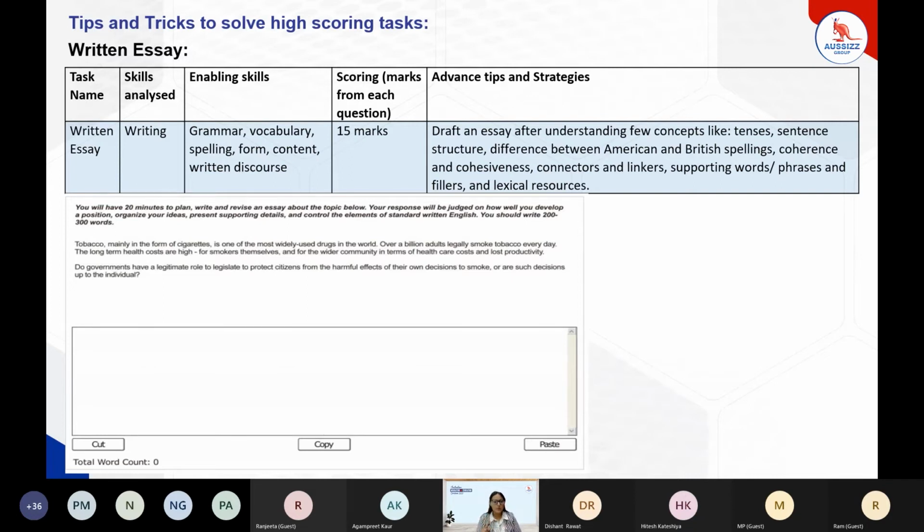But this one question is giving me 15 marks, that too towards the writing module. So definitely I'm going to frame the entire answer considering the tenses, the sentence structure, the language. Am I using American or British language in terms of the spellings? Is my answer having proper coherence, cohesiveness, logical flow? The connectors, linkers, everything must be considered when we are drafting an essay.